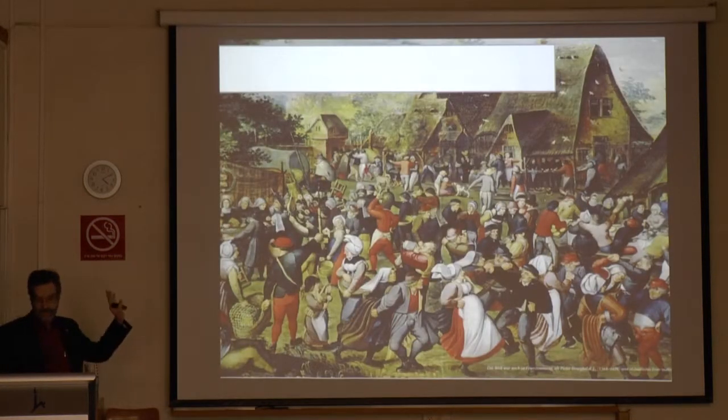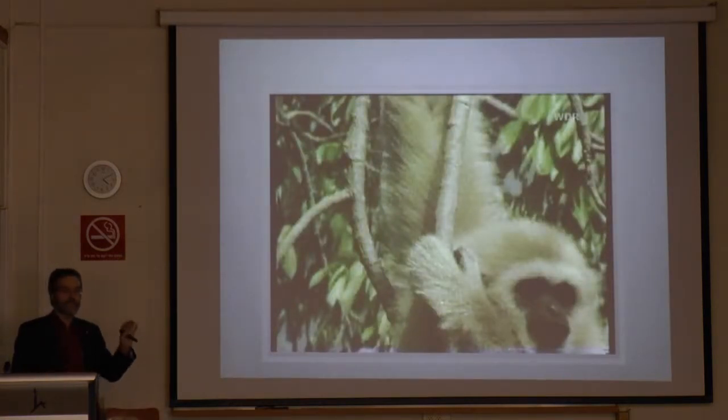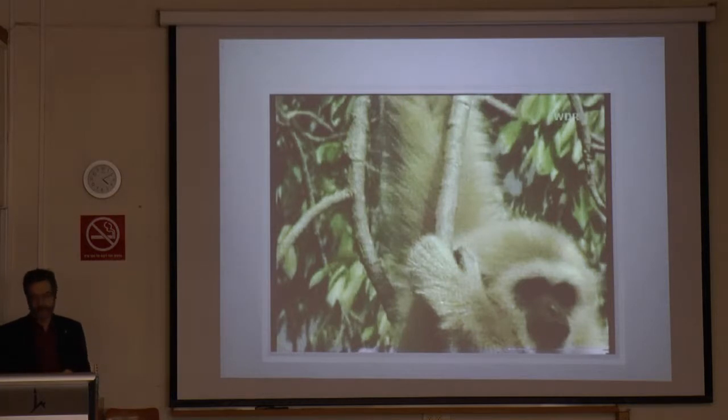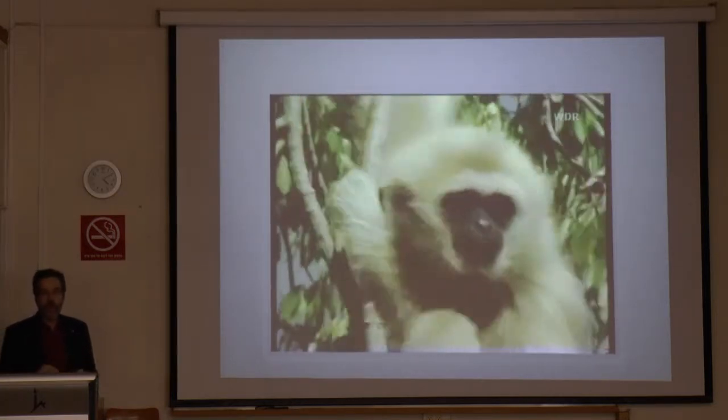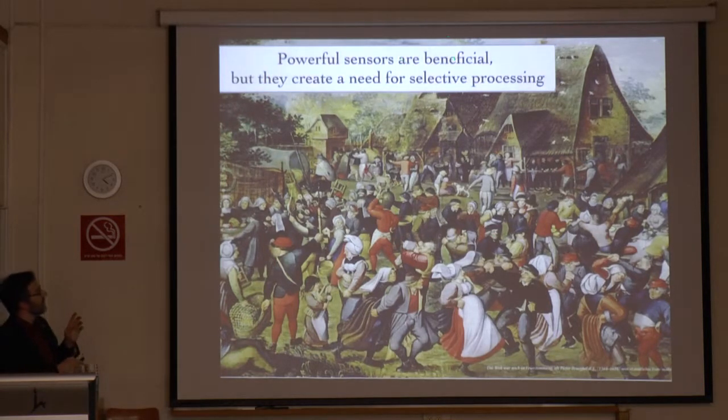And I just want to illustrate this with a picture like this. Now, from your retina's point of view, that picture is not a challenge. There are 120 million photoreceptors. They pick up that information immediately, and it's right there. And if I take it off again, the cells are ready for the next image. Of course, for us, processing all of the information that's present in that image in one instance of time is essentially impossible. We need to be selective. So these powerful sensors that we've developed over evolution are great, but they really create a need for selective processing.